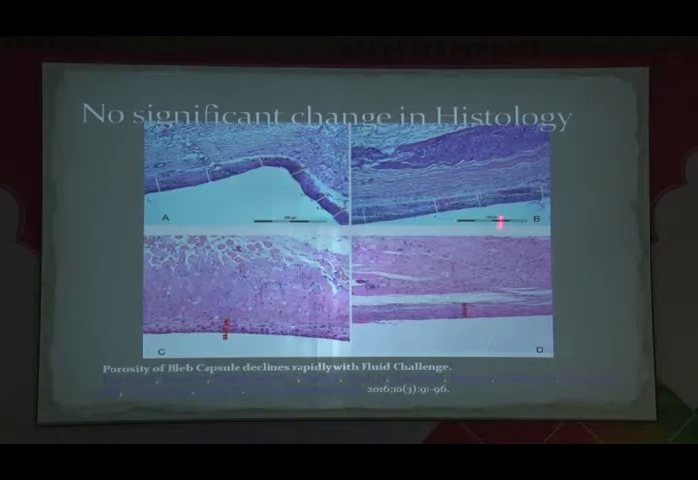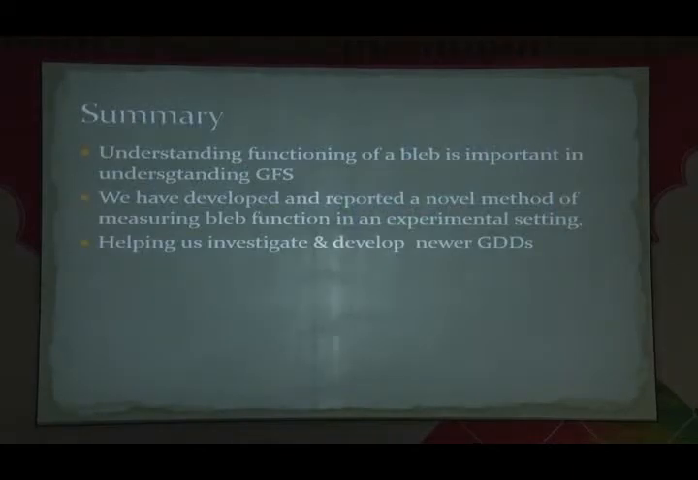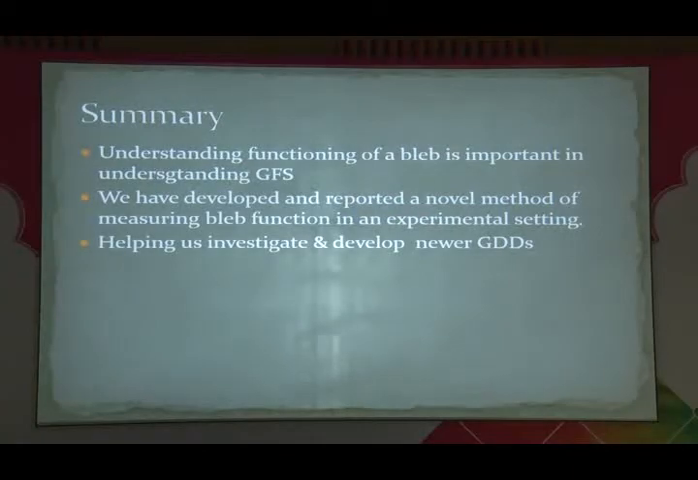And also, the thickness of the capsule that we see may not be a primary event. Maybe it is secondary to high IOP or the bleb has already failed. So that means after you have challenged the capsule with the fluid, the porosity has gone down, and subsequently you see the secondary changes in the echo scan happen. And this data has also been published last year.